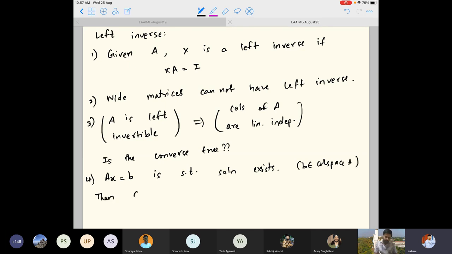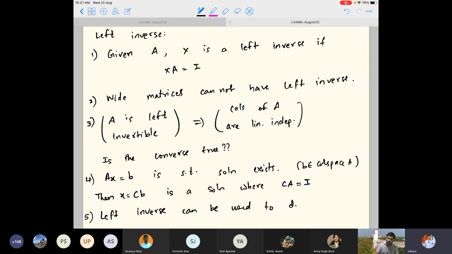Then X = CB is a solution, where CA = identity. That means that C is the left inverse. And left inverse can be used to determine whether a solution exists or not. So left inverse can be used to determine if a solution to Ax = B exists or not. These are the things that we have learned with respect to left inverse.